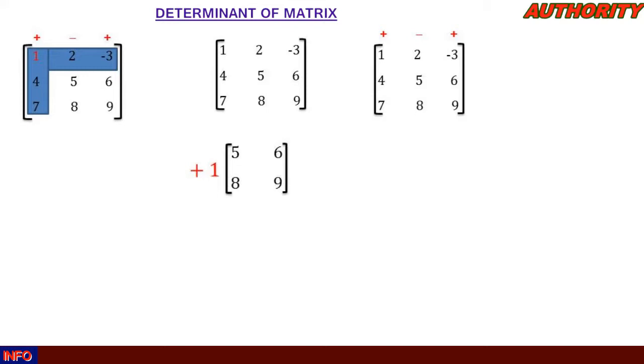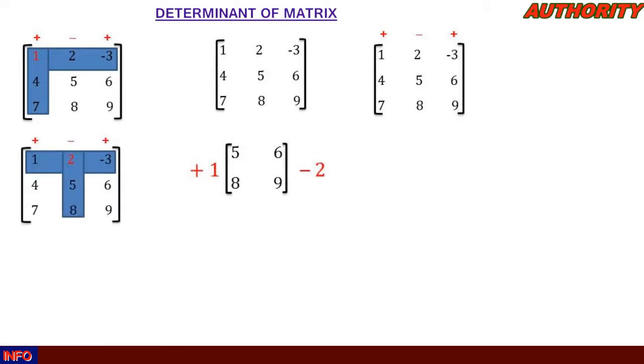Now let's go to the second one. First row, second column. We pick 2, and the sign above it is what? Minus. That means we're going to have minus 2. So let's cover the first row, second column. When you cover the first row, second column, the 2 by 2 matrix that is formed is 4, 6, 7, 9. Okay, let's write it down. Now let's go to the next one.